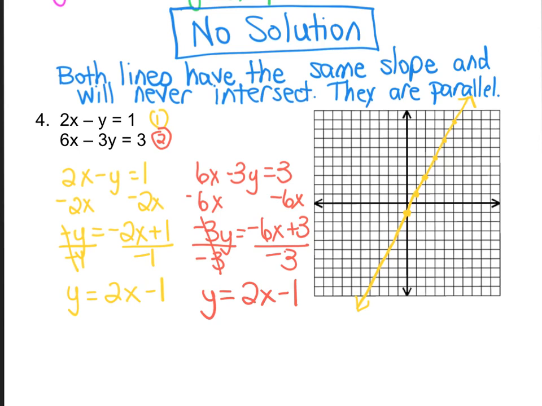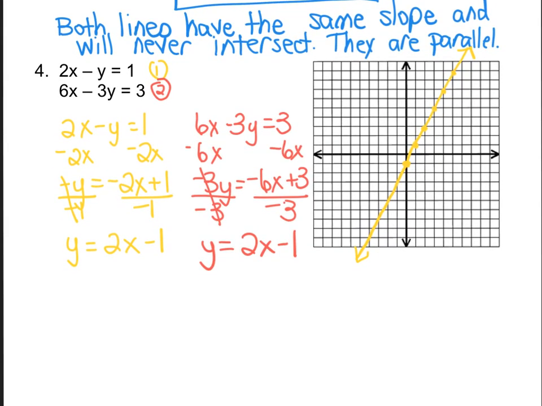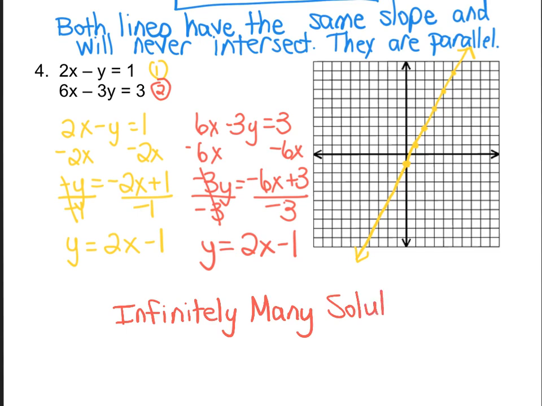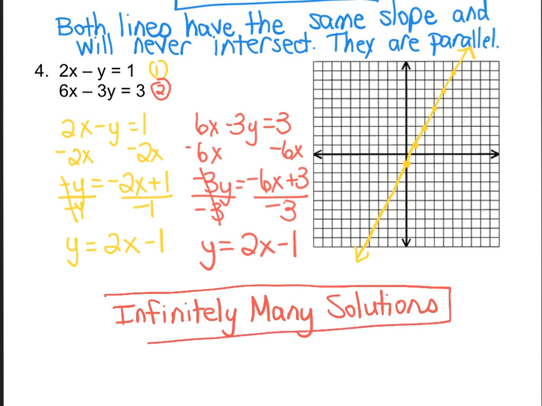So now what do you notice? These are not just the same slope. They are exactly the same line. Well, if they're the exact same line, that means every single point on that line is a solution to both of those equations. So what we write for that is infinitely many solutions. That means every ordered pair, every point that is on that line, is a solution to both of those equations.